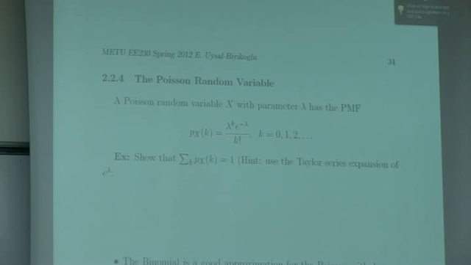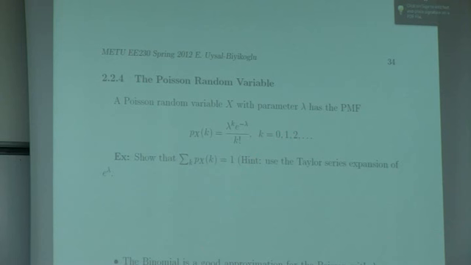Let's show that this is a legitimate PMF. First of all, are its values between 0 and 1? Well, they are positive. Are they between 0 and 1? They seem to decay with k. Lambda to the k over k factorial has a tendency to decay with k. What is its value at 0, first of all? Lambda to the 0, e to the minus lambda over 0 factorial. 0 factorial is 1. So e to the minus lambda.